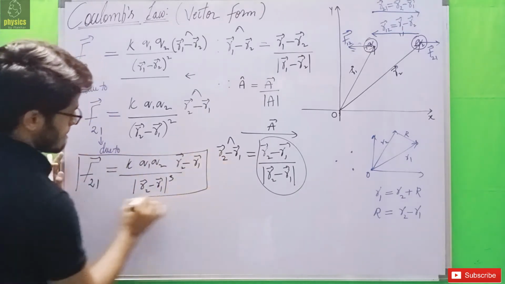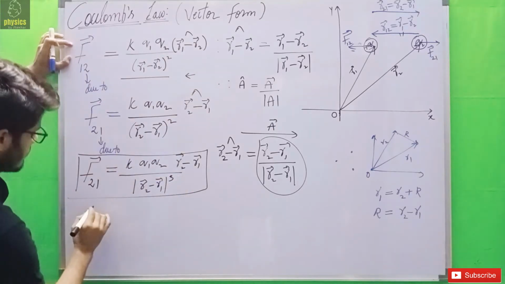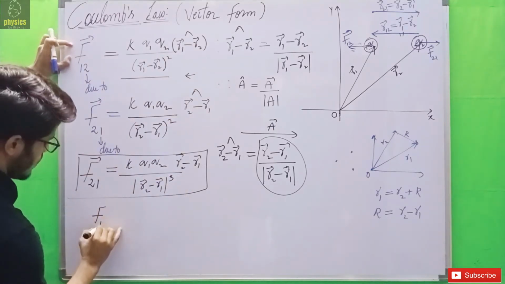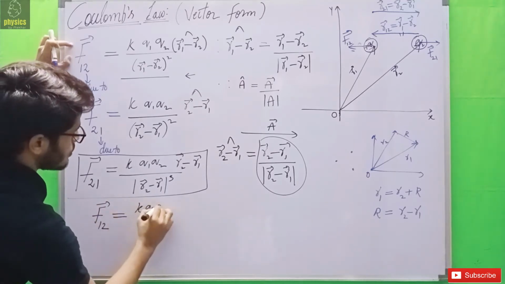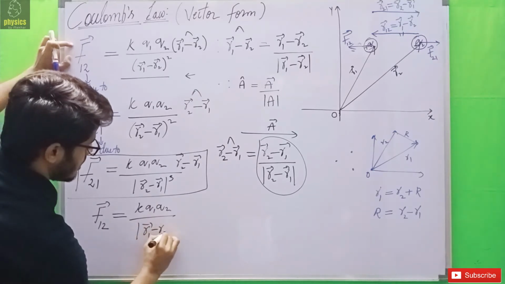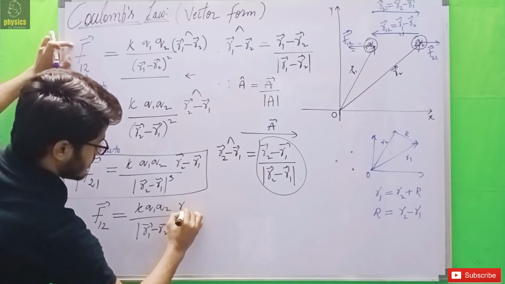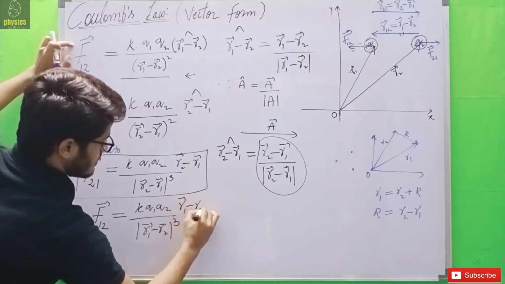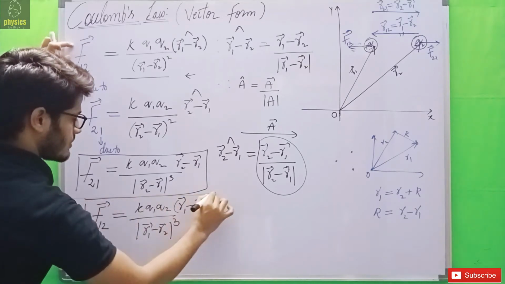Similarly, you can write this expression also in this form. The force on 1 due to 2 will be equal to K Q1 Q2 by R1 minus R2 whole cube, times the vector R1 minus R2. Okay, this is also in vector form.